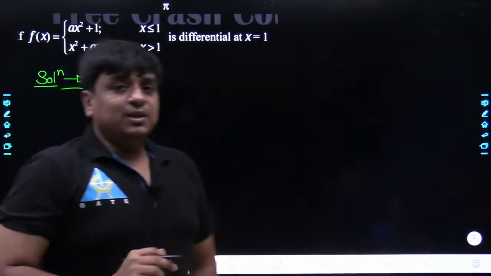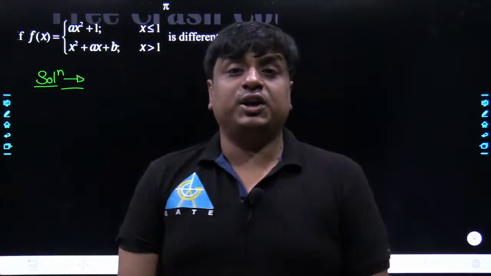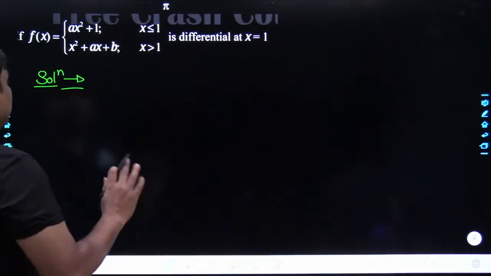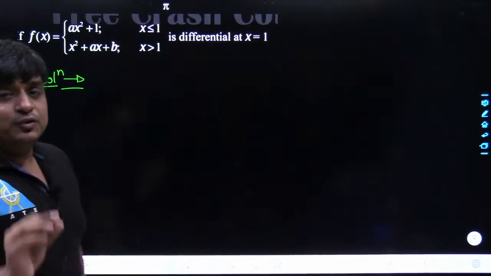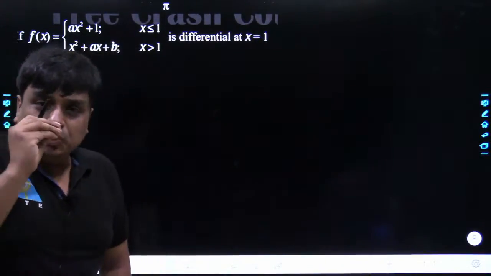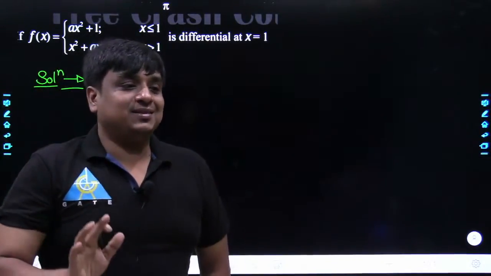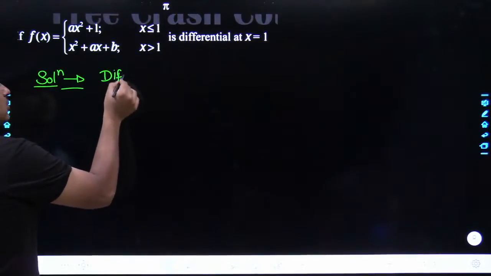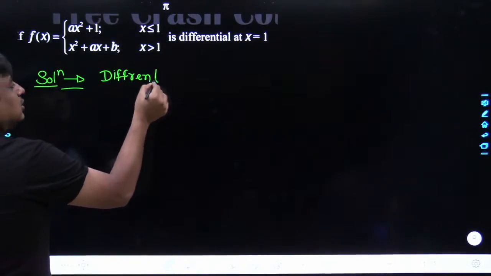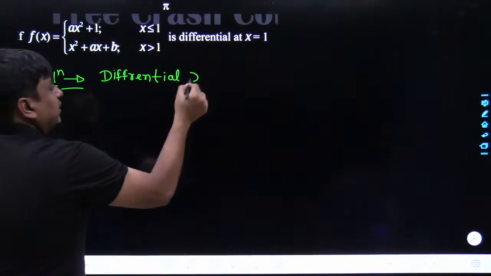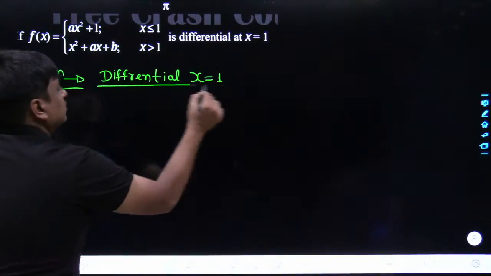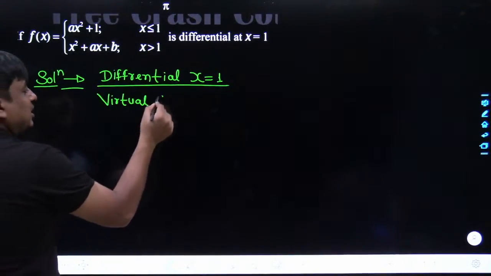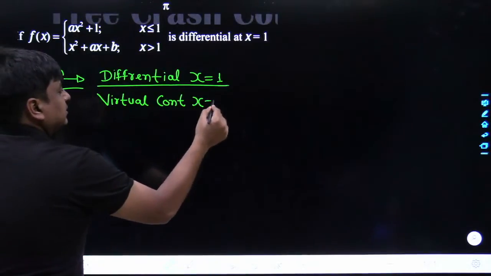If the function is differentiable at the point x equals 1, by default it will possess continuity at the point x equals 1. We have already talked about it. If a function is found to be differentiable, by default it is continuous and the limit will also exist. Is that part clear? So the function is differentiable at x equals 1, and virtually the function will also be continuous at x equals 1.